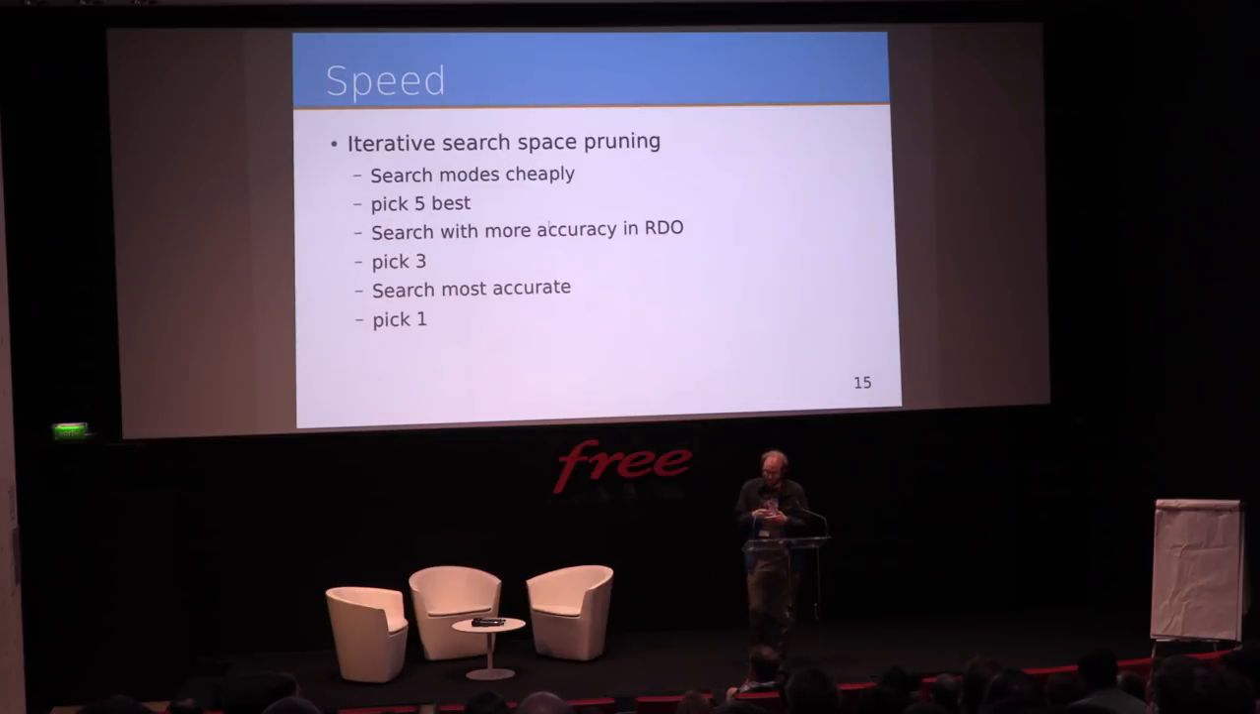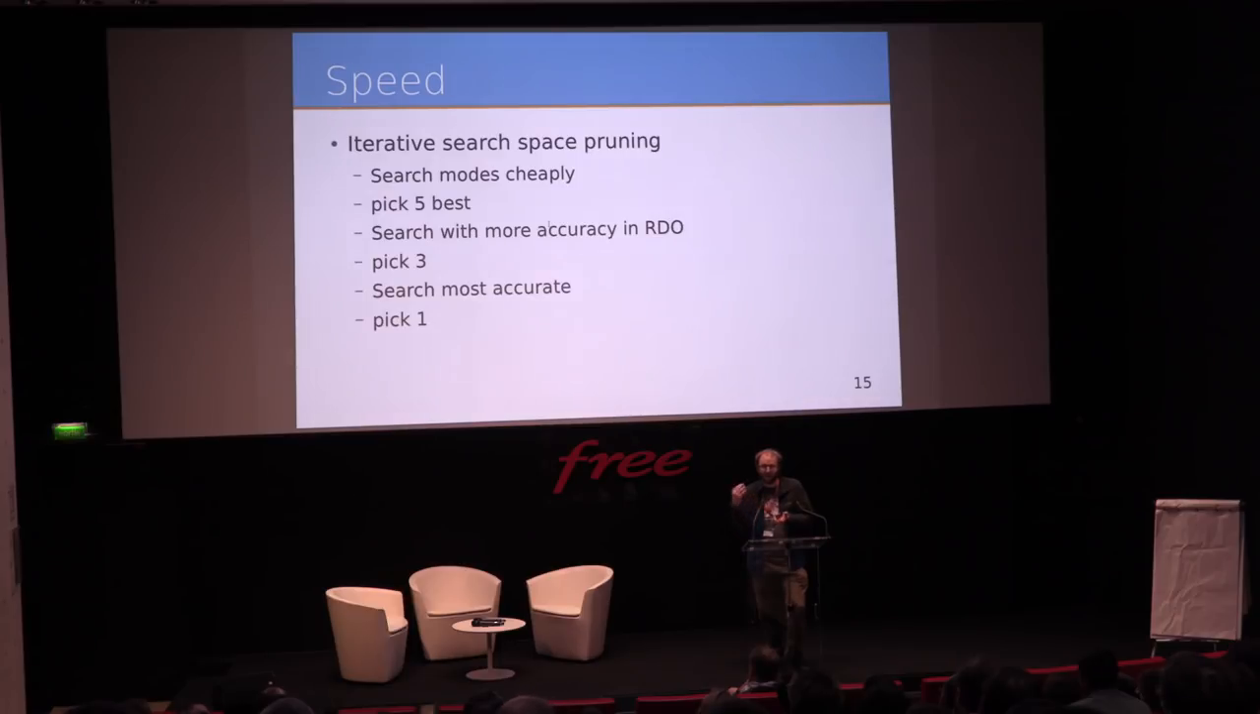There's also a bunch of stuff we want to do for speed. We have in progress basically iterative search data pruning. It's actually not that new. We're just applying it to a new codec. The idea is that we do a very cheap mode search. We throw away modes using some super gross approximation. We pick the best ways to code the block from that, we do something more expensive, and then we do something even more expensive.